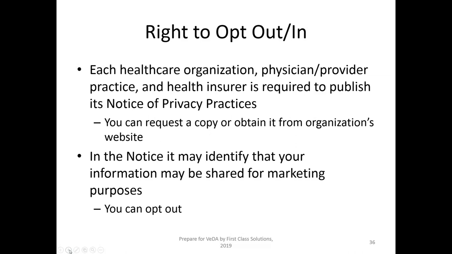In the notice, it may identify that there are disclosures made of your information to other parties. And one of those parties may be for marketing purposes. In this case, you can choose to opt out. You do need to follow the procedure for opting out that is typically described in that notice of privacy practices. And often that means that you need to send something in writing to the privacy office asking that you be removed from the marketing purpose of that organization.